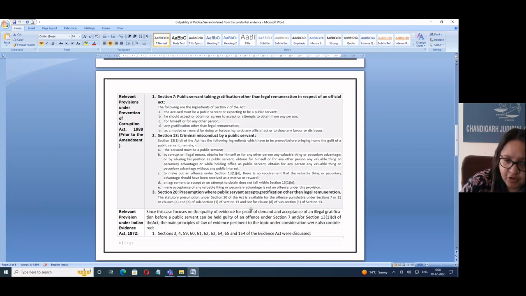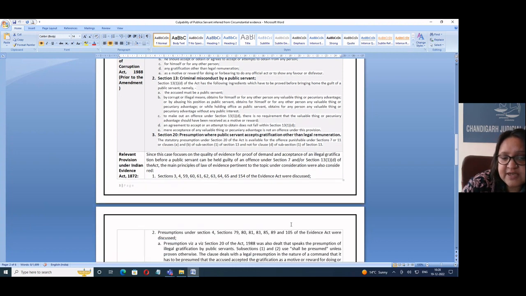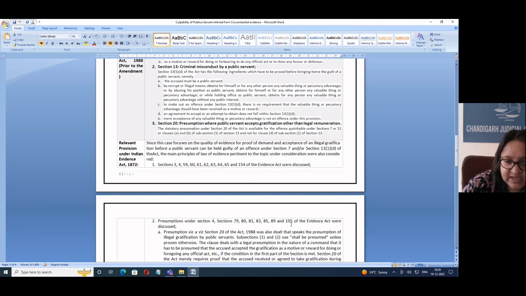Sections 3, 4, 59, 60, 61, 62, 63, 64, 65, and 154 of the Evidence Act were discussed. Presumptions under Section 4, and Sections 79, 80, 81, 83, 85, 89, and 105 of the Evidence Act were discussed.